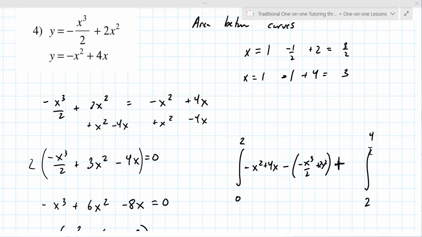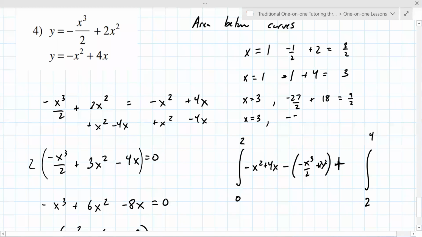So from 2 to 4, you would choose maybe 3. Okay, gotcha. It's not as nice, but it's still doable. For the first one, it's minus 27 over 2 plus 18, and then 18 is really 36 over 2, so this is 9 over 2. And then the other one is minus 9 plus 12, which is 3. So it switches: the first equation's on top, and the second equation's on the bottom.